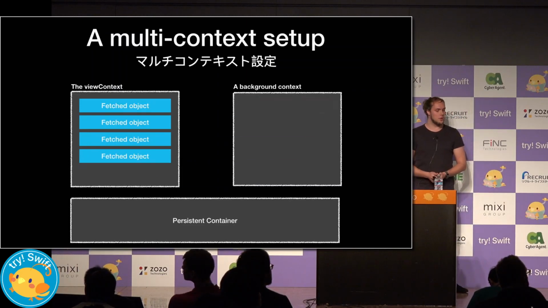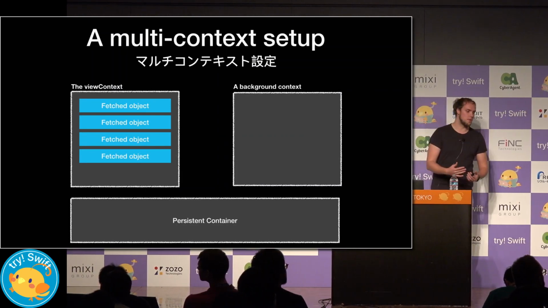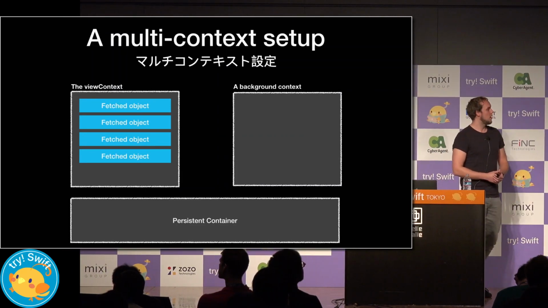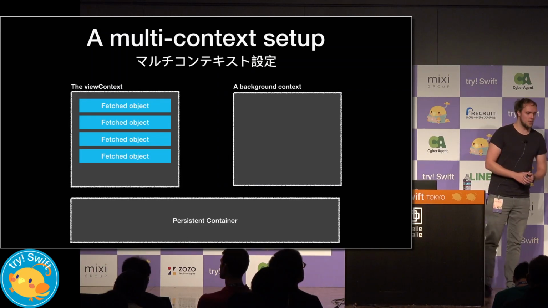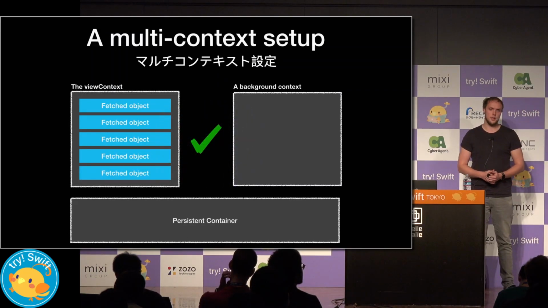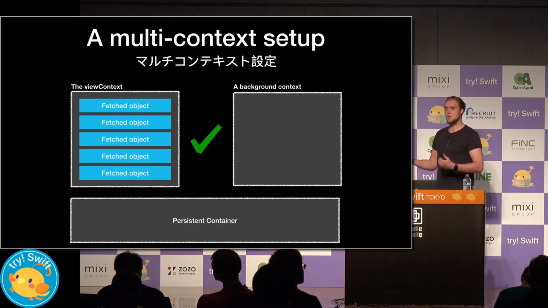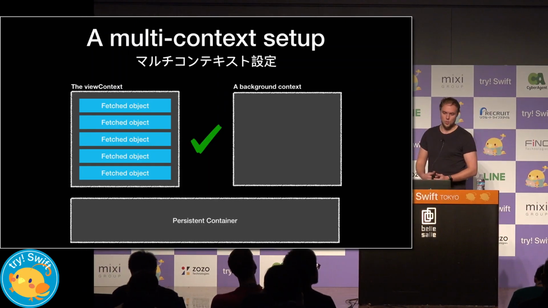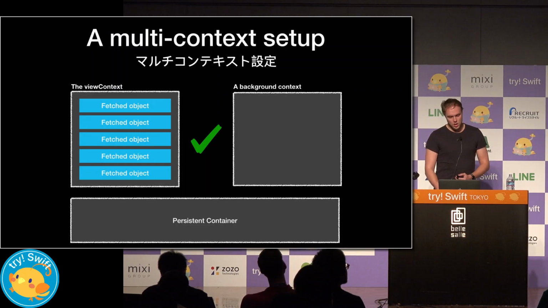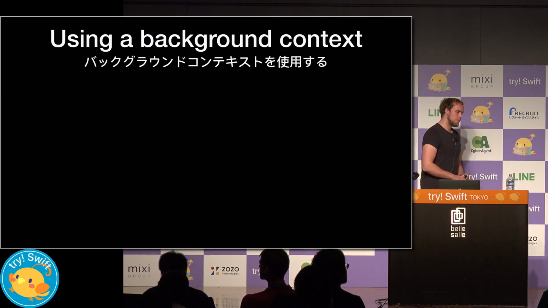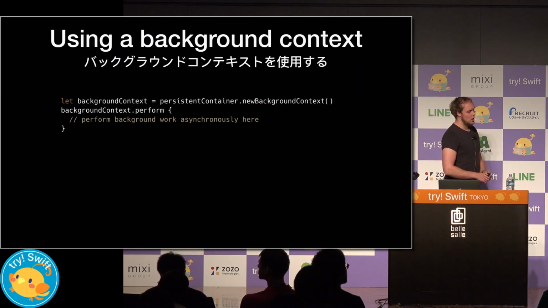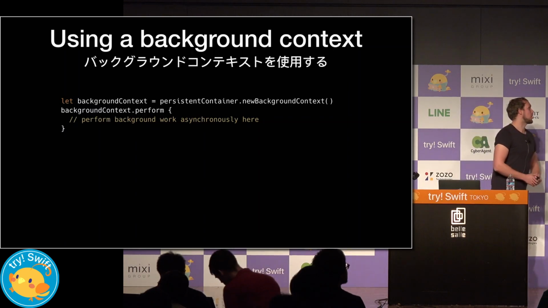When you save your inserted object to your database, it's automatically observed by the persistent container. And the persistent container, in turn, will update the view context. So this is all handled for you. You don't have to do manual work to get this to work. So another way to look at this. Oh, sorry, I'm running ahead of myself.